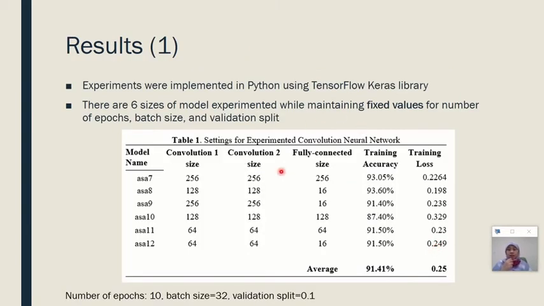Results: all experiments were implemented in Python using the TensorFlow class library. There are six models that we generated while maintaining fixed values for number of epochs, batch size, and validation split. Epoch is 10, batch size is 32, and validation split is 0.1. So here's the result. We can see that the highest training accuracy is achieved with model ASA8. Also, it has the lowest training loss. So we use ASA8 to predict the datasets.